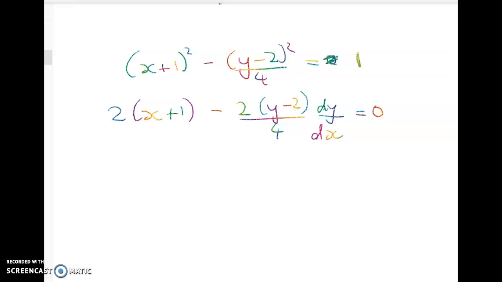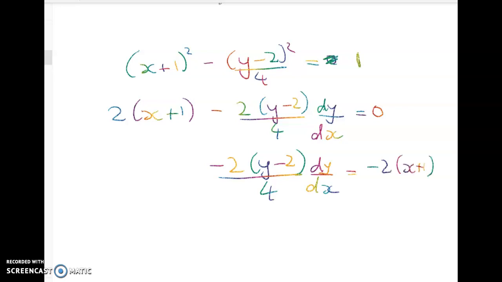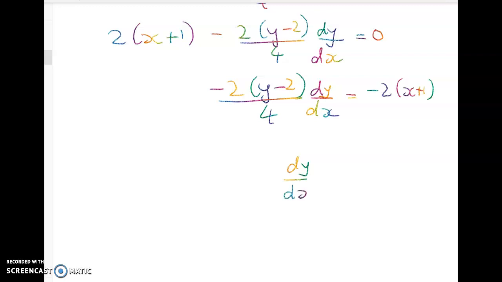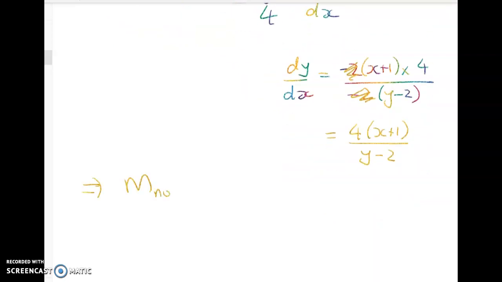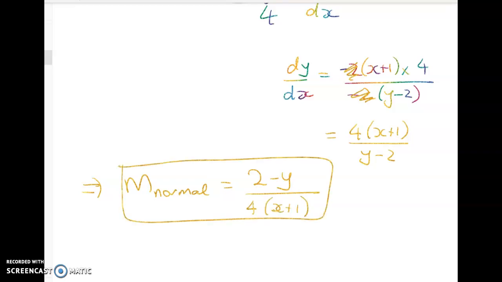Now we have to clean this up. And you have to watch out with this question that you don't make small algebraic mistakes. So I've got -2 times x plus 1. Right, now finally, that gives me dy by dx, the gradient of the tangent, as this. Now I haven't even bothered to simplify that fraction, but I'm going to do that now. So this goes, and I'm left with 4 times x plus 1 over y minus 2. That means that the gradient of the normal will be the negative reciprocal of that. So that's going to be 2 minus y over 4 times x plus 1.